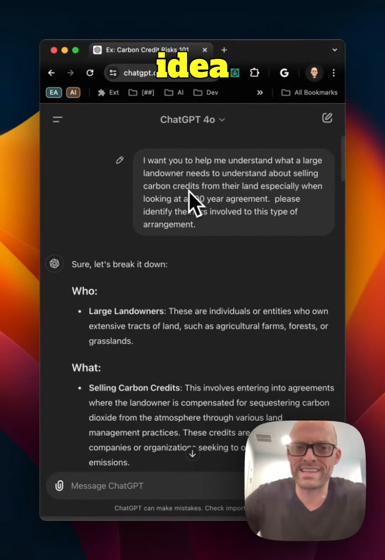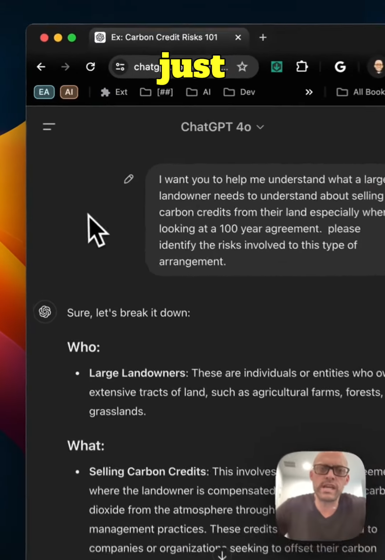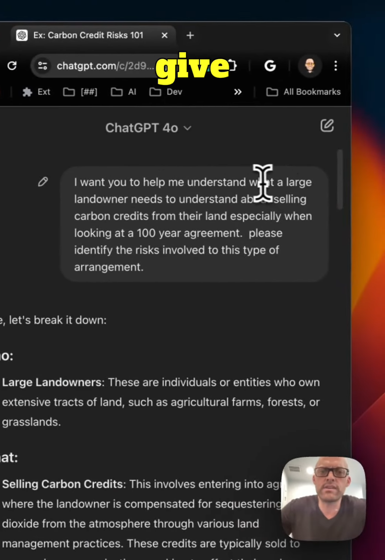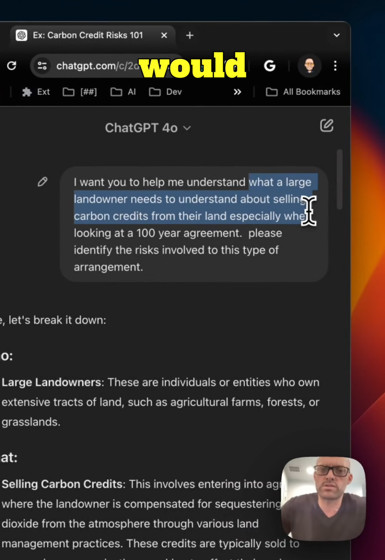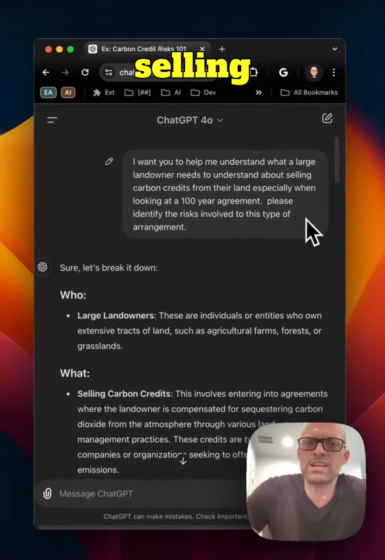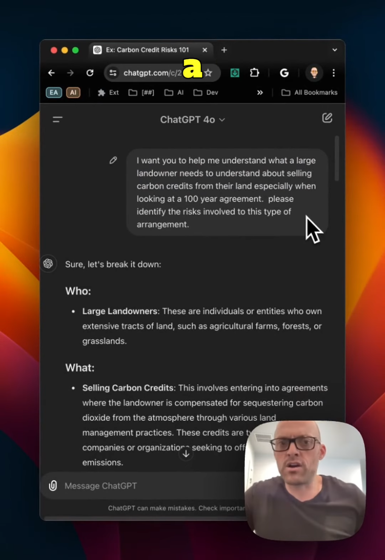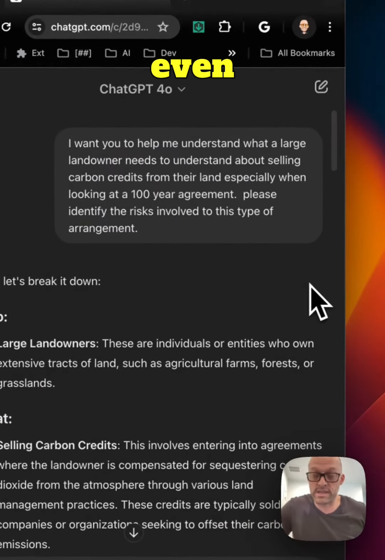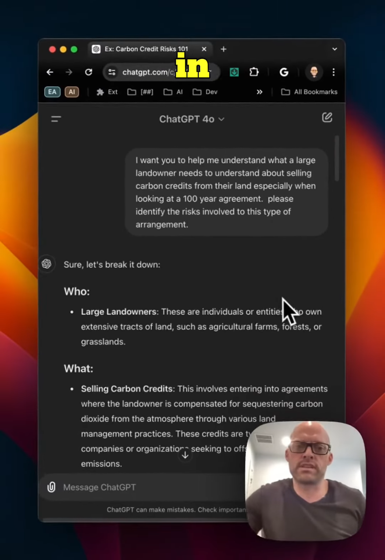You don't have any idea what the topic is. Just ask ChatGPT to help you understand. And then just describe however you would describe it. In this case, large landowner needs to understand about selling carbon credits in a 100-year agreement situation. How do I even think about the risks involved in this?